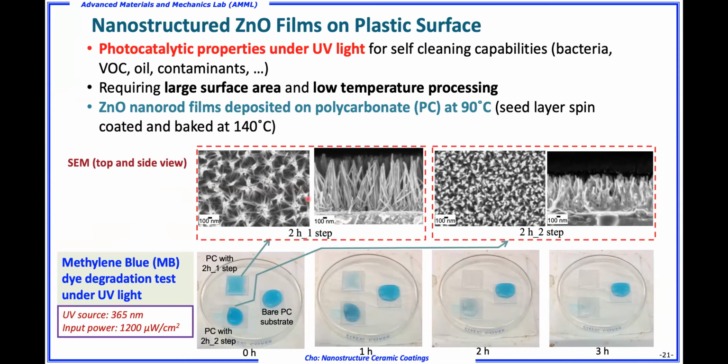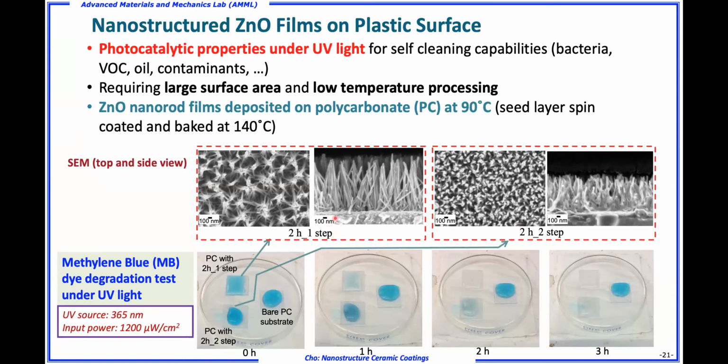So we have two zinc oxide film cases. One is a one-step process, and the other is a two-step process. In the two-step process, after 1 hour, the precursor solution is replaced with a freshly prepared new precursor solution. So it's 1 hour plus 1 hour. The other is a continuous 2 hour processing.